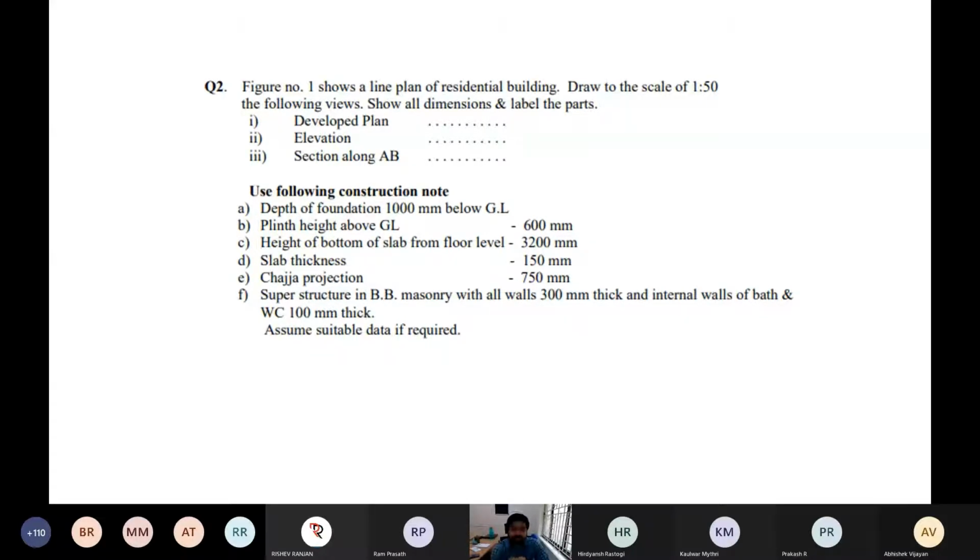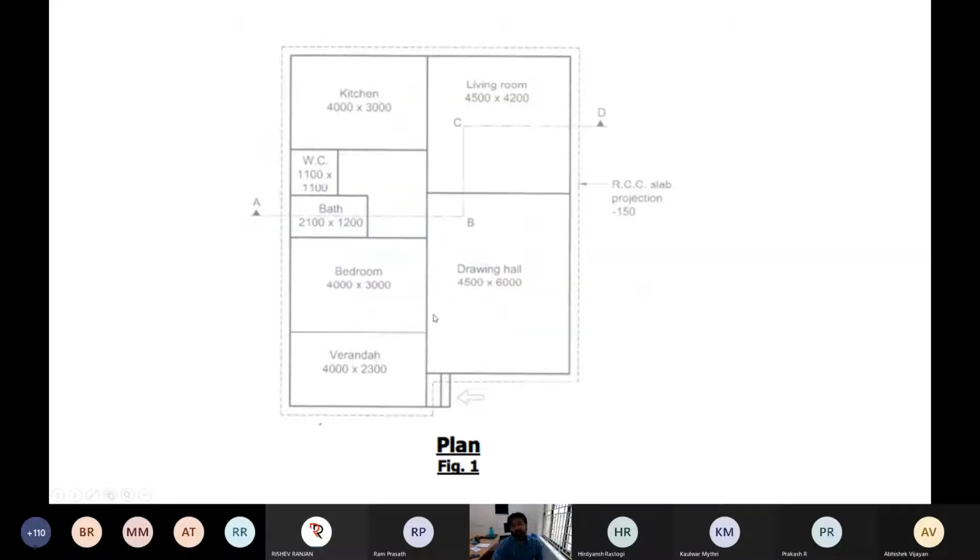So this information will be helpful when you draw the elevation. When you draw the elevation and the section, this information is very helpful. Then slab thickness: the roof slab thickness is 150 mm. So you can see the specifications are not complete. Some of the specifications are missing, that you have to assume suitably. So that is your second exercise that you have to do.